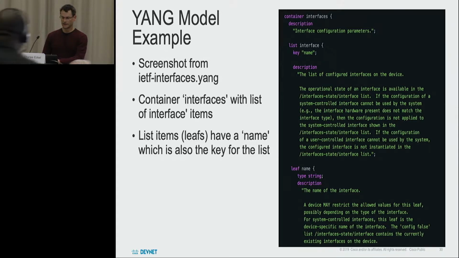The format of a YANG file, you can see it's just a text file. Basically, there's a container, which is the top-level resource that contains all the interfaces. Inside that container is a list of interfaces. Each interface has a unique name, a key, a description, and some other fields.